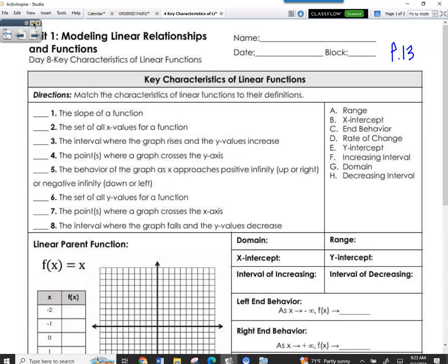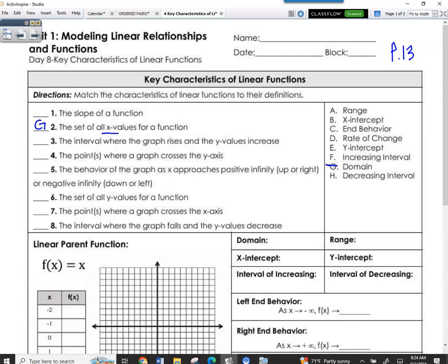We've got the slope of a function, the set of all x values for a function. What's that? The set of all x values is your domain. Isn't that what we've already practiced? So domain's already covered.